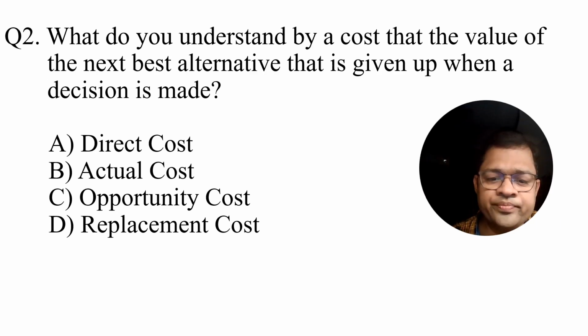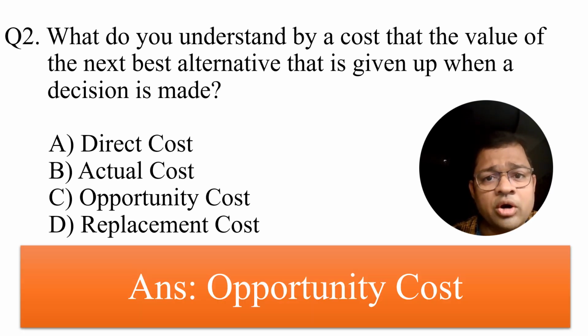Question number 2. What do you understand by a cost that is the value of the next best alternative that is given up, or you can say foregone, when a decision is made? Whenever you take decisions, you choose the best, but the second one which has been foregone is called opportunity cost. Opportunity cost, you can say, is the second best alternative, or the cost that is foregone when a decision is made. You have to remember that.